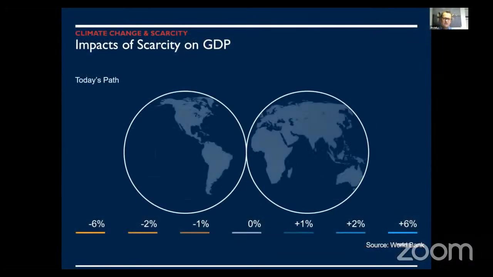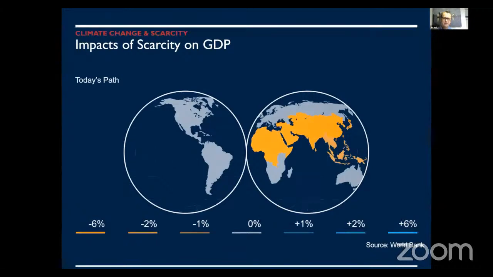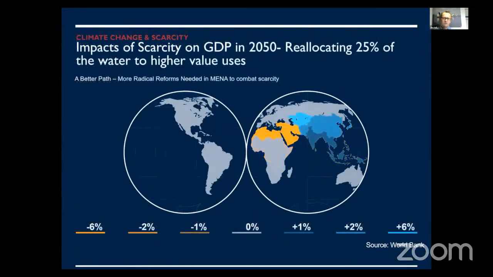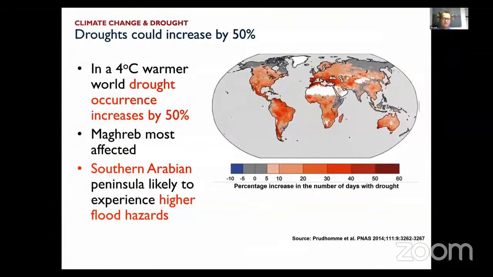And that means that we're expecting water scarcity to have a growing impact on GDP. But that could be, to some extent, alleviated, and in particular, this proves to be the case in other parts of the world, if one's able to reallocate water to higher value usage, so to use water more efficiently. However, in the Arab world, in the MENA region, that will not be sufficient. And actually, more radical interventions seem to be needed in order to combat water scarcity.